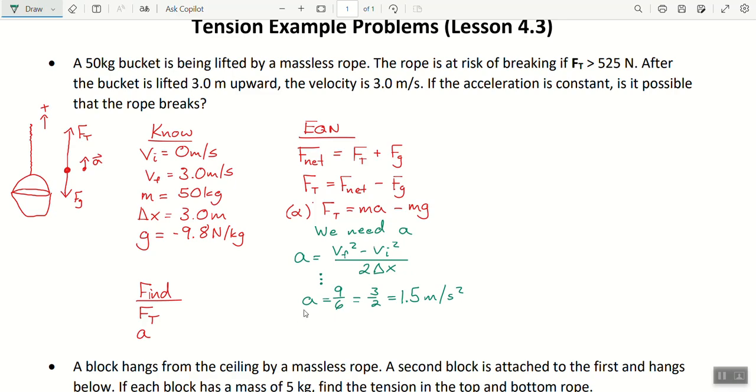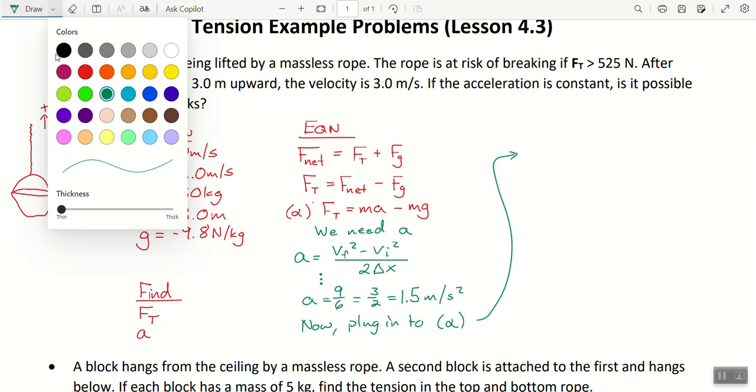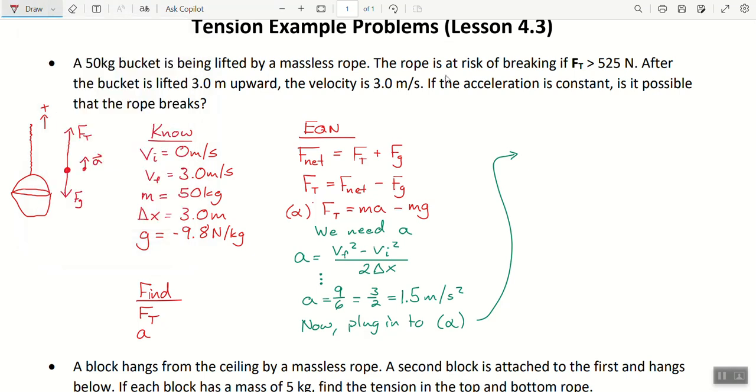Can we plug this value for a into equation alpha? Because the only thing we didn't have was this acceleration, right? So we'll just make a little note. Now, plug into alpha. Okay, so working up this direction, and I'll go back to red for this. If I'm doing this without a calculator, because I don't have one in my hand right now, is there anything that I could factor out of these two to make the calculation a little bit simpler? I would factor out the mass.